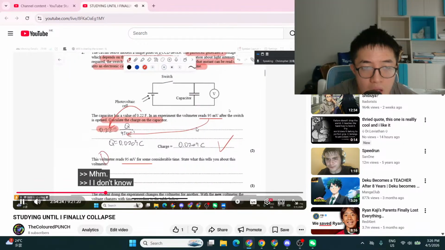I don't know why the voltage stays for some time. The voltmeter reached the 95 millivolt reading for some considerable time. And the question is, what does this tell you about this voltmeter?